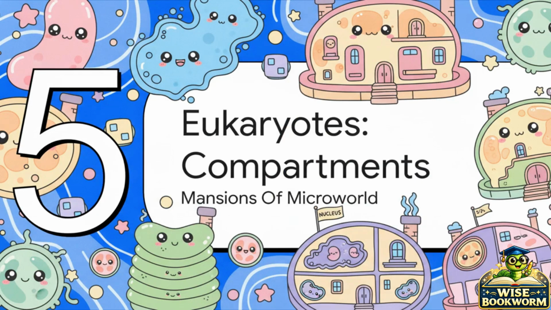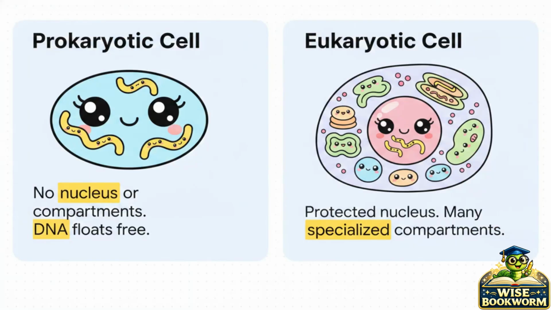Moving right along to Section 5, eukaryotes, the compartmentalized cells, or what I like to call the mansions of the microworld. Right, so if prokaryotes are the tiny minimalist studios of biology, eukaryotes are the sprawling mansions. We're talking protists, plants, animals, and fungi. The architectural difference is night and day.